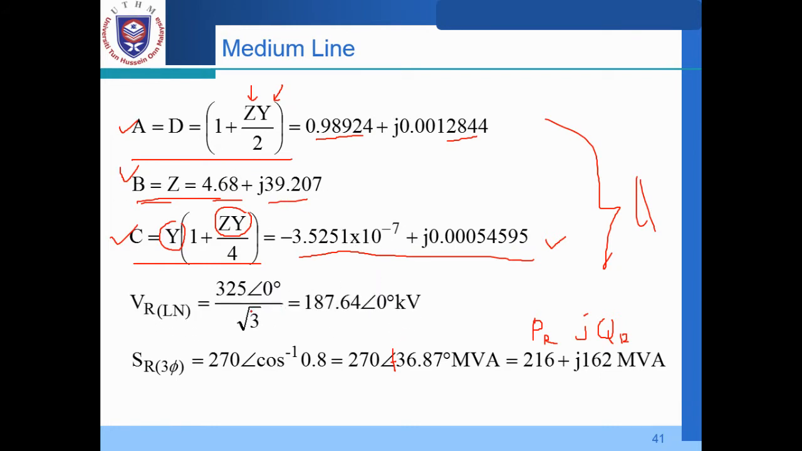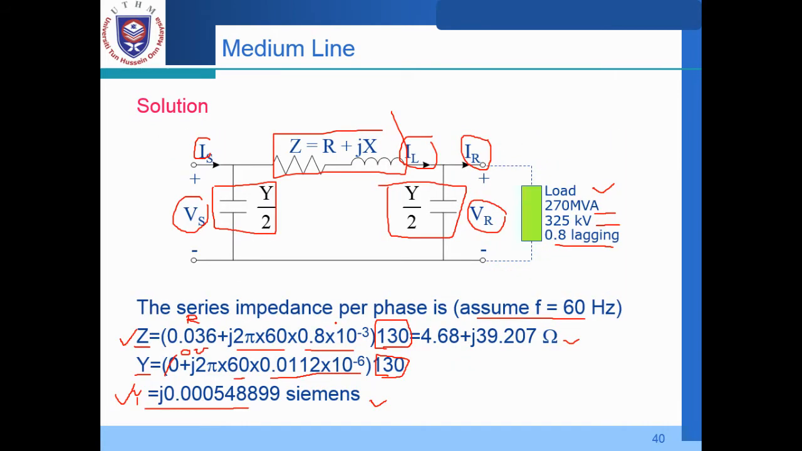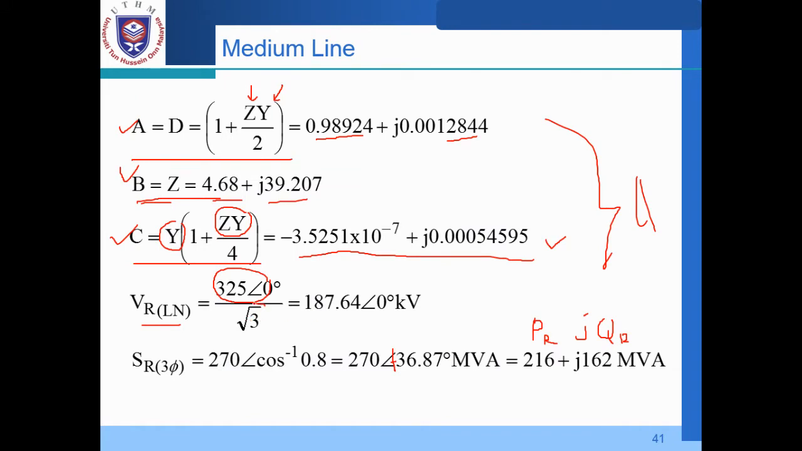Oh, sorry, before that, you may calculate the per phase receiving end voltage. The 345 is actually the line to line full load voltage given by the question here. So 345 kV line to line full load voltage divided by square root of 3 gives the per phase receiving end voltage, which is 199.19 at 0 degree angle kV.